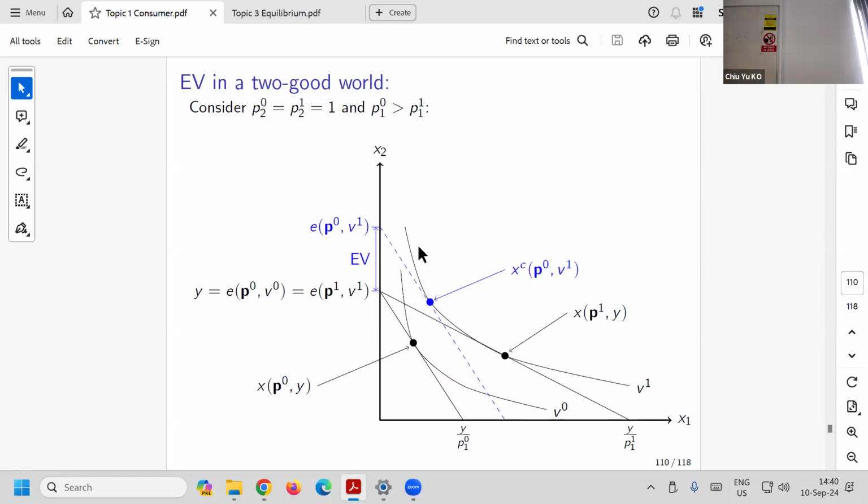Not that difficult if you imagine, because that is saying that using the new prices, right? And I look at this utility here, and how much I need to compensate. Is it easy? Instead of bringing this line down, I bring this line up. And this is what we define as EV.